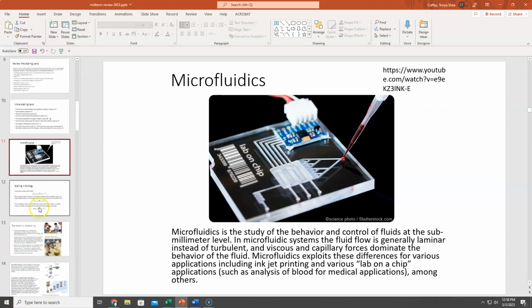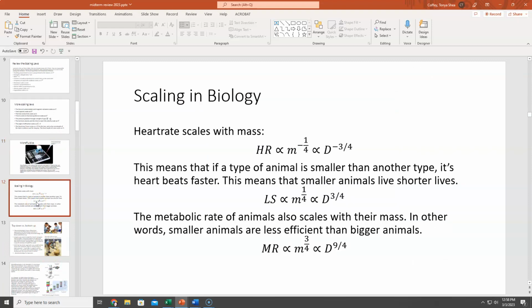For biology, we had some interesting scaling laws. We talked about how heart rate scales as mass to the minus 1/4 power, which scales as the characteristic dimension to the negative 3/4 power. That means that if a type of animal is smaller than another type, its heart beats faster, which means that smaller animals live shorter lives. The lifespan is proportional to m to the 1/4, which scales as d to the 3/4.